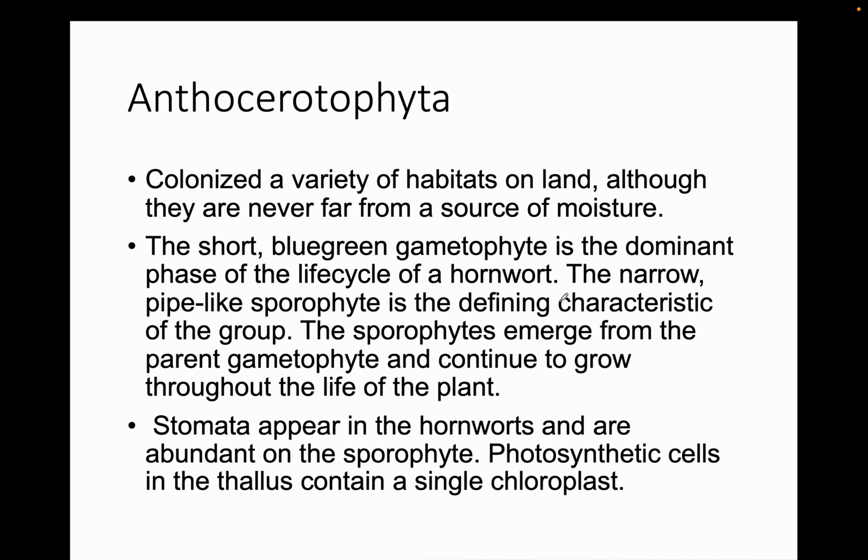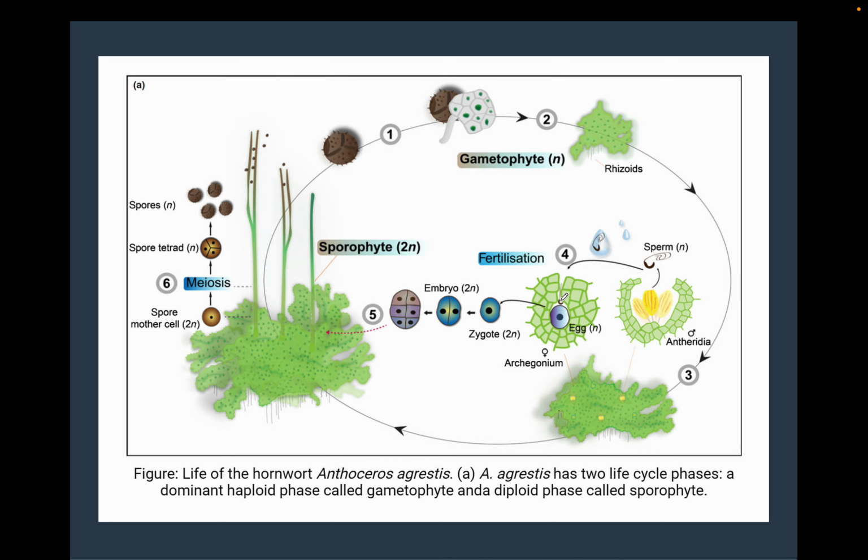These sporophytes emerge from the parent gametophyte. Usually they are still connected for a while, and they continue to grow throughout the life of the bryophyte. Stomata also appear in hornworts, and they are abundant on the sporophyte. Some photosynthetic cells are found in the body of the wort, and they contain chloroplasts that can carry out photosynthesis.